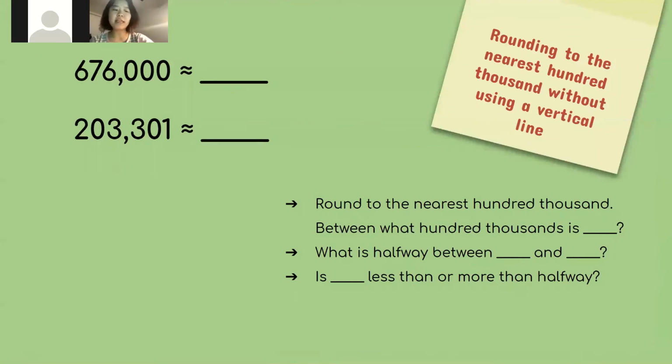Okay, and let's take a look at rounding to the nearest 100,000 without using a number line. Okay, so same as we always do, keep asking yourself this kind of problem right here. We look at the number right here. We have 676,000, and we need to round to the nearest 100,000. Between what two 100,000s is 676,000? The answer is 600,000 and 700,000.